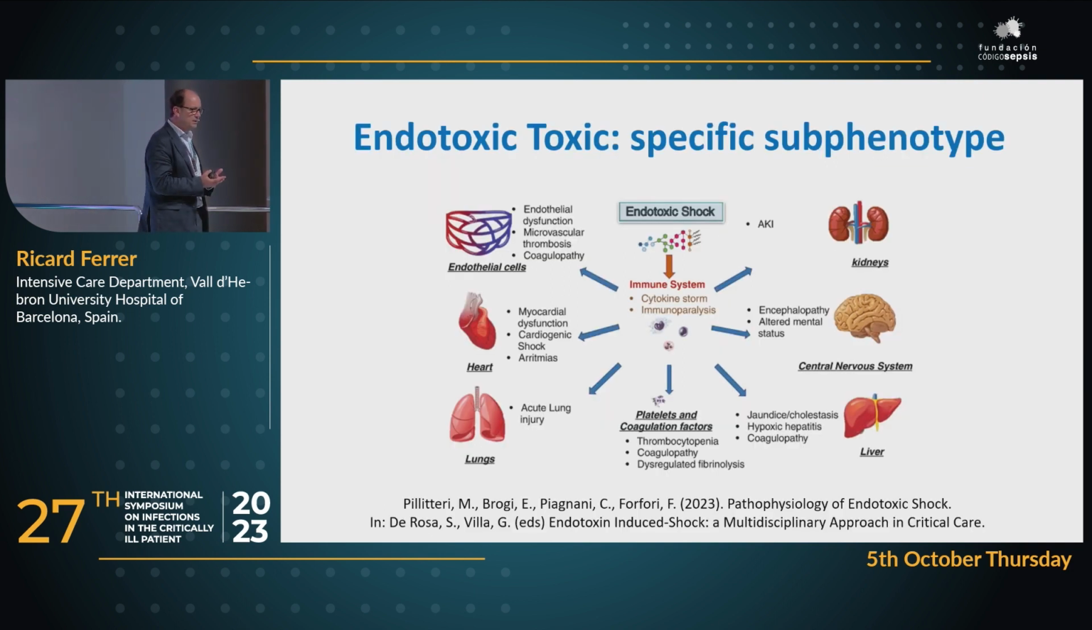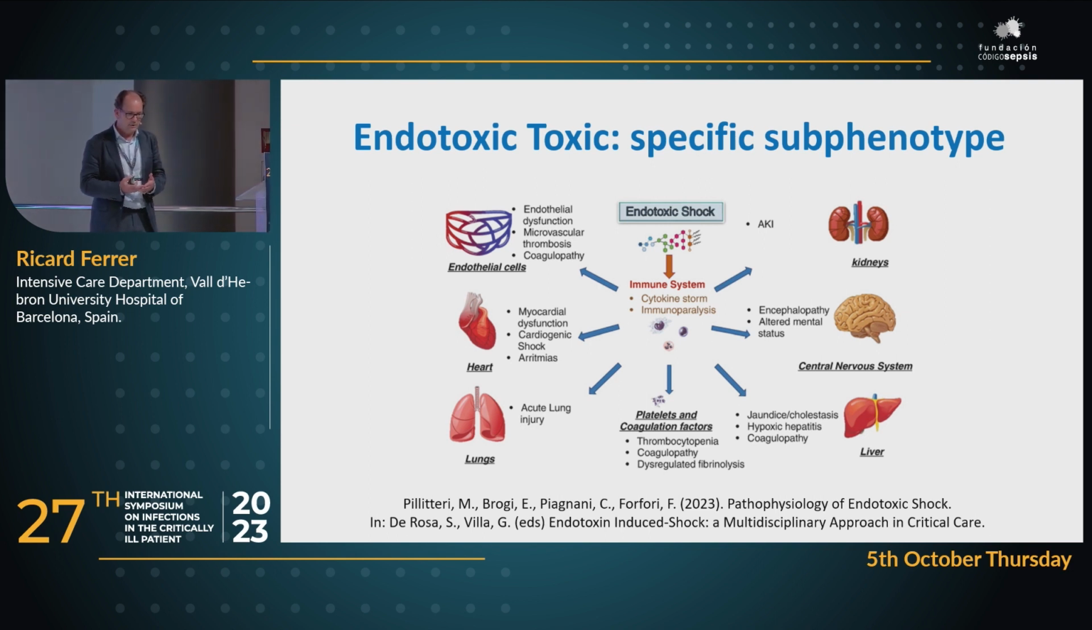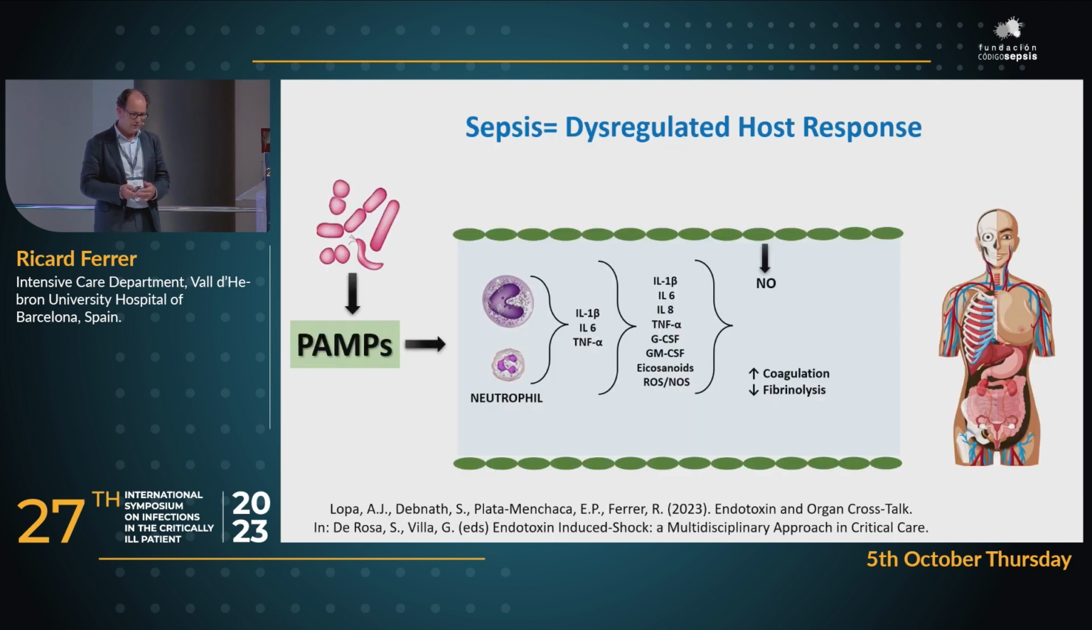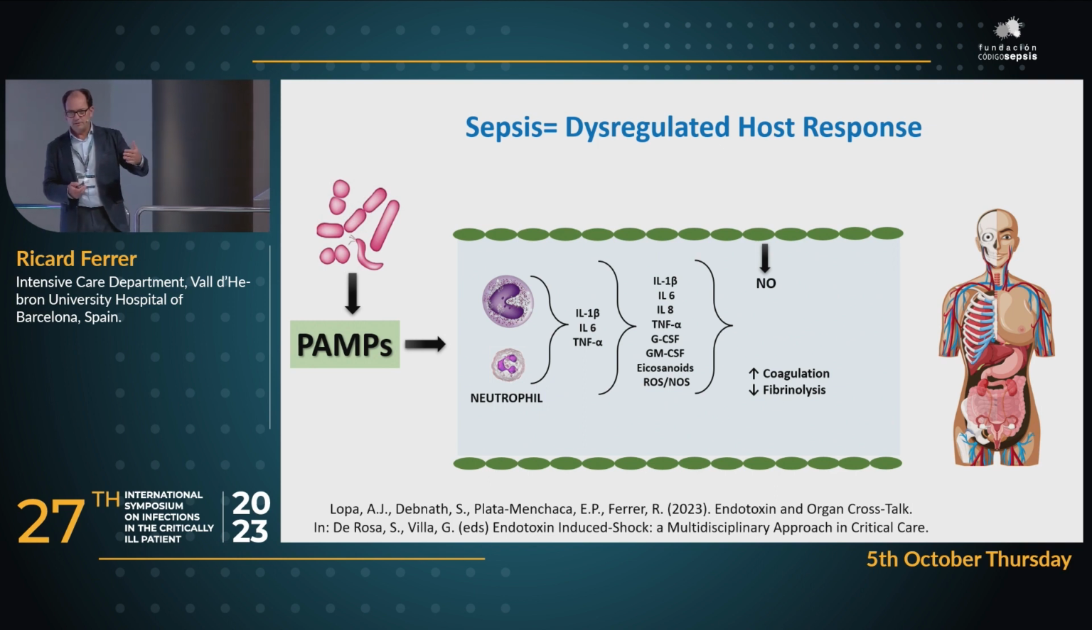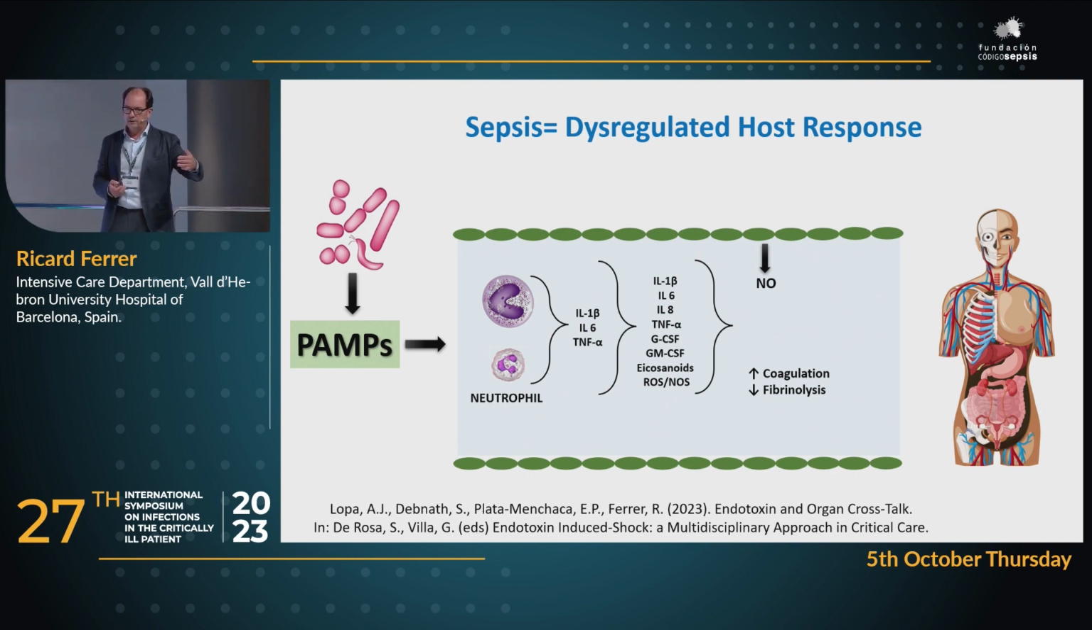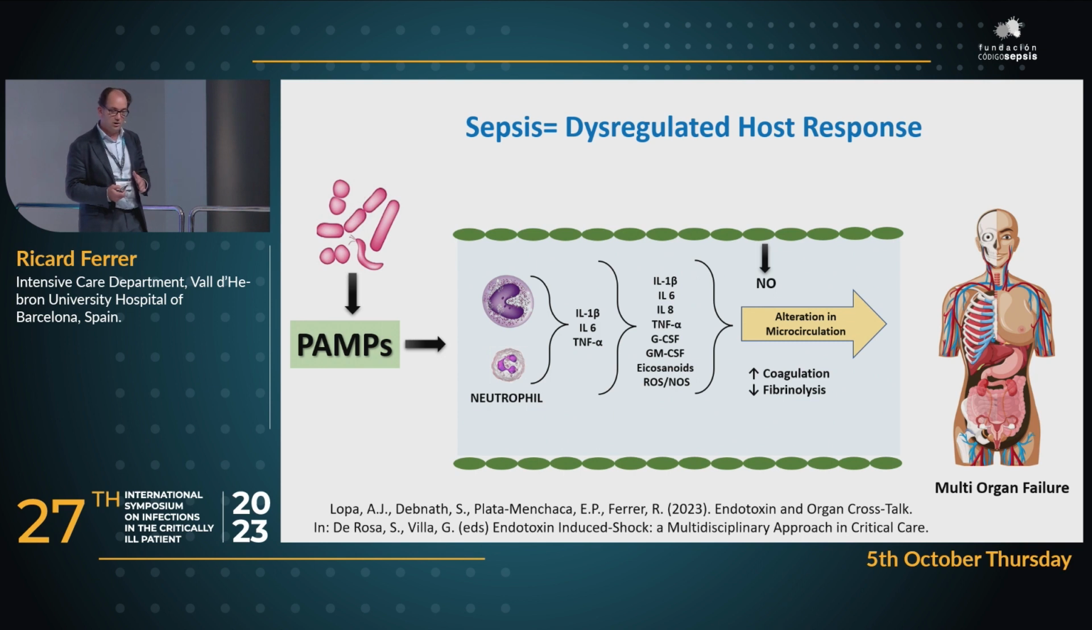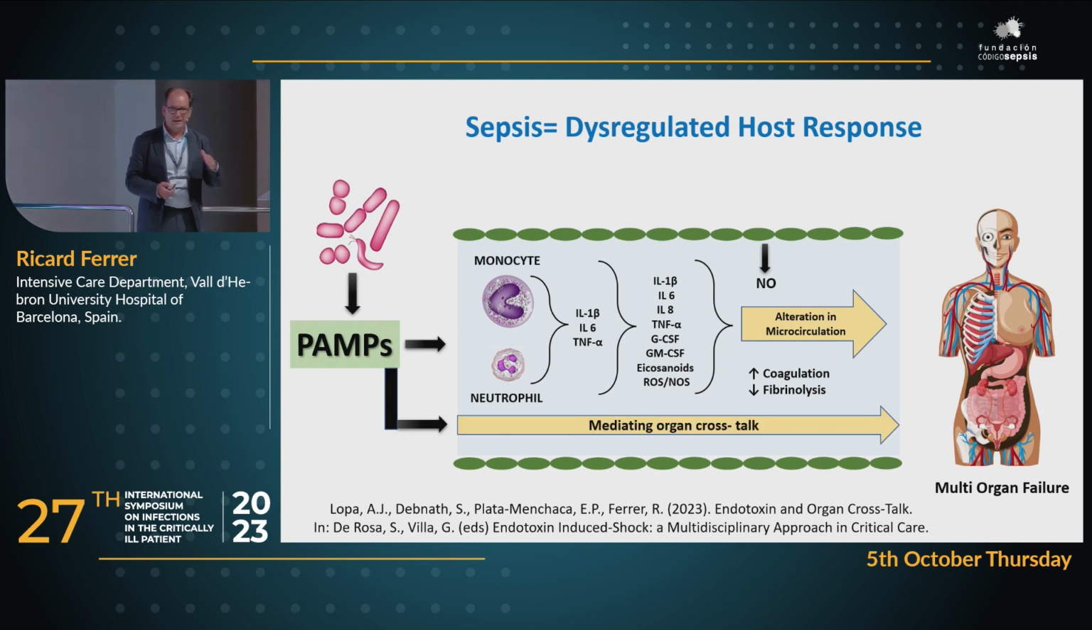So this is the subphenotype we are describing. It can go with multi-organ failure, and the characteristic, of course, is that the levels of endotoxin are high. It's very well known that PAMPs, endotoxin is one of the PAMPs, are one of the triggers of the inflammatory cascade, activation of the endothelium, activation of the coagulation, alteration in the microcirculation and organ dysfunction. This is well known, but it's not also well known that some of these PAMPs and endotoxin are able to produce direct organ damage. So that is part of the rationale why we are treating those patients with this subphenotype.